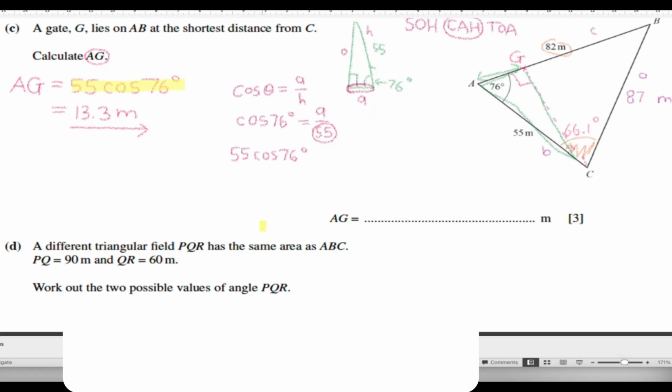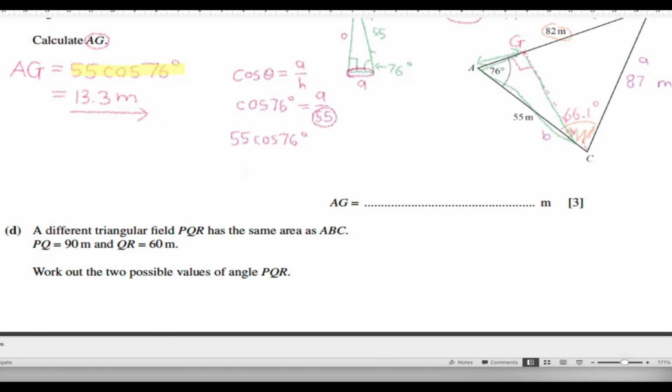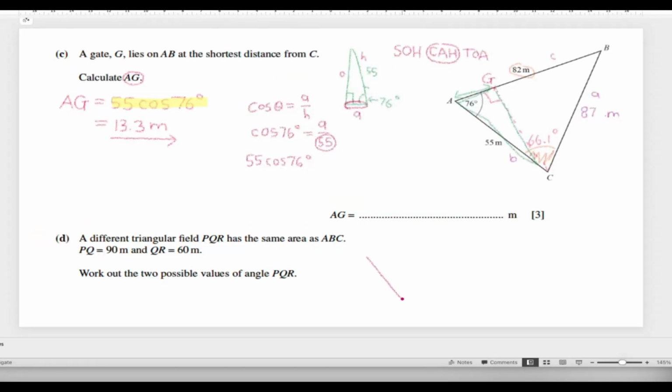Moving on to part D. A different triangular field, PQR, has the same area as ABC. PQ is equal to 90 meters and QR is equal to 60 meters. Work out the two possible values of angle PQR. Okay, so what I want to do is draw this triangle that they are referring to. The triangle is PQR, and they tell us that PQ is 90 meters, and they also tell us that QR is 60 meters. And now they ask us to work out two possible values of angle PQR. So it's this angle that they are looking for.